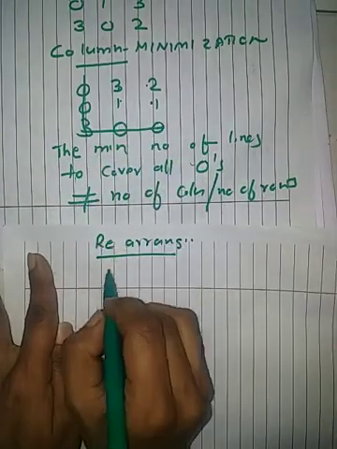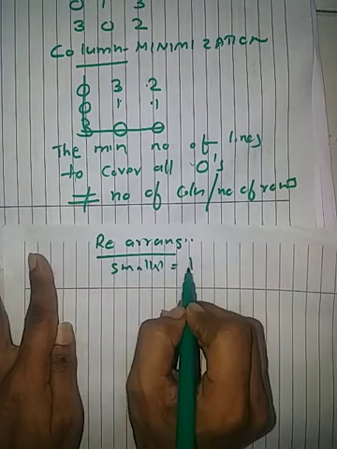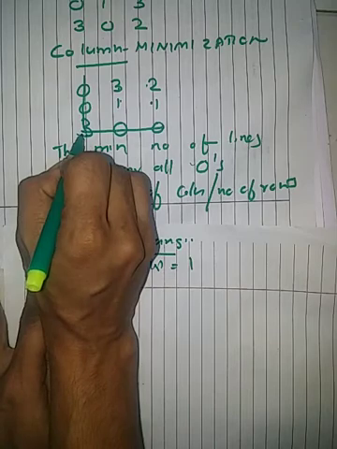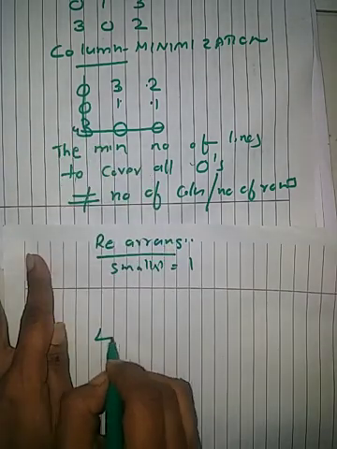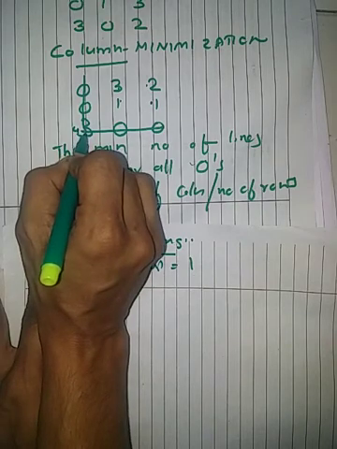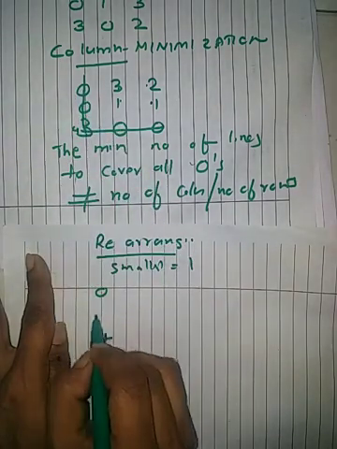Smallest element outside is 1. This 1 we are adding at the intersection. So 3 will become 4. 3 plus 1, at the intersection we are adding 1, 3 plus 1 is 4. This 0 will not change because it is on the line.